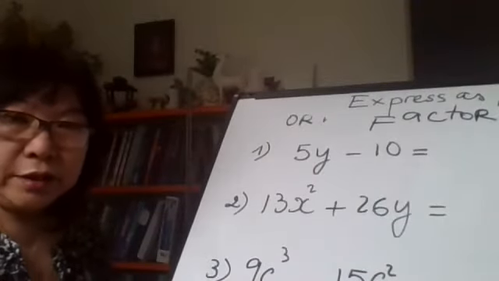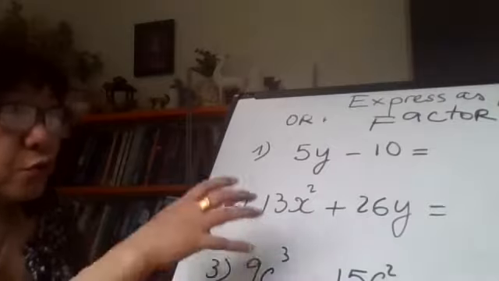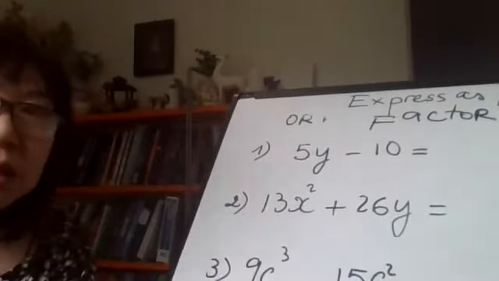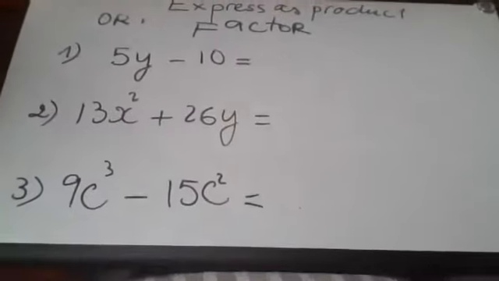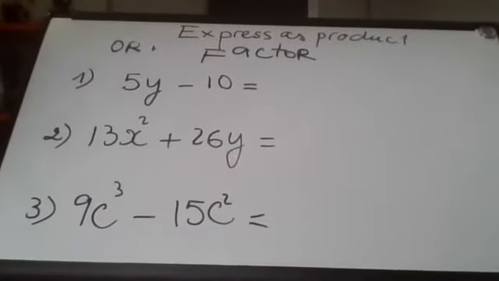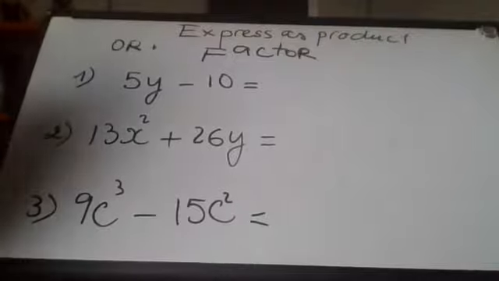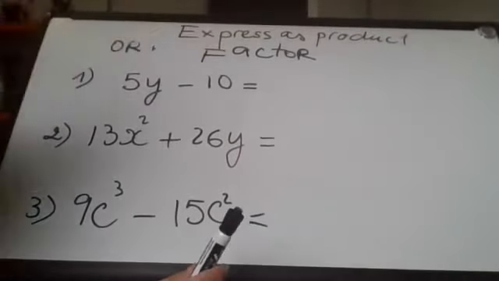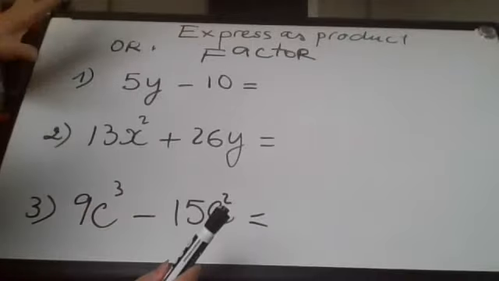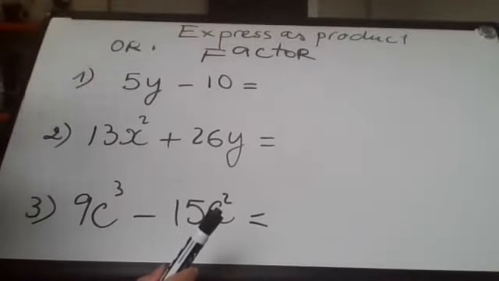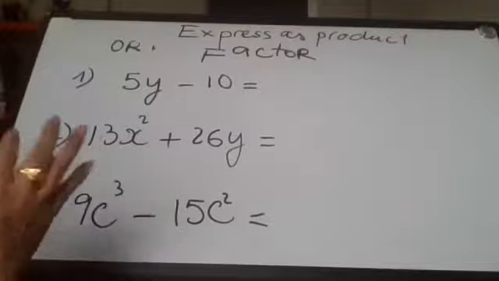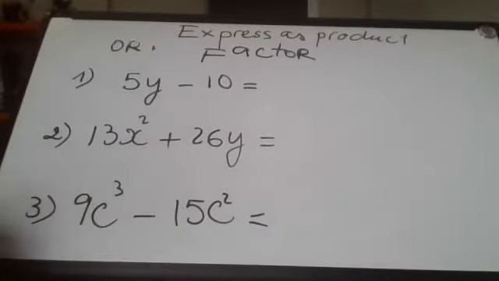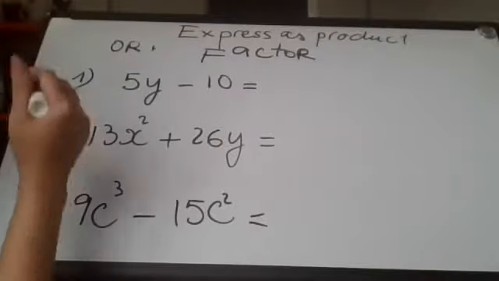Hi student, in this video I will show you how to do the symbol question 1, 2, 3 in here, and I'm going to show you how to do it quickly. So the question says "express as a product", which is the same as asking you to factor. When they say express as a product, it's the same question as factor the following expression. Okay, so we're going to factor number 1.